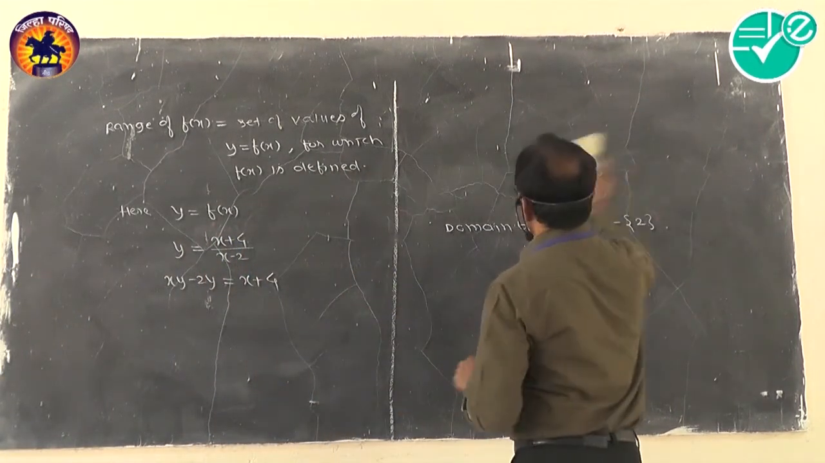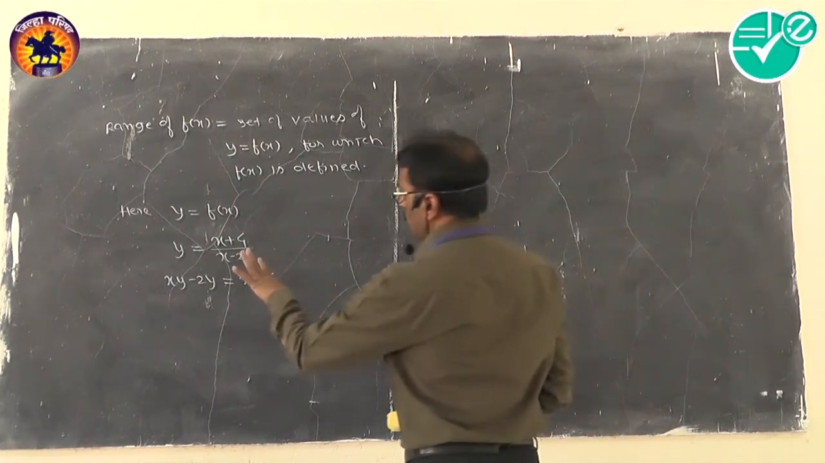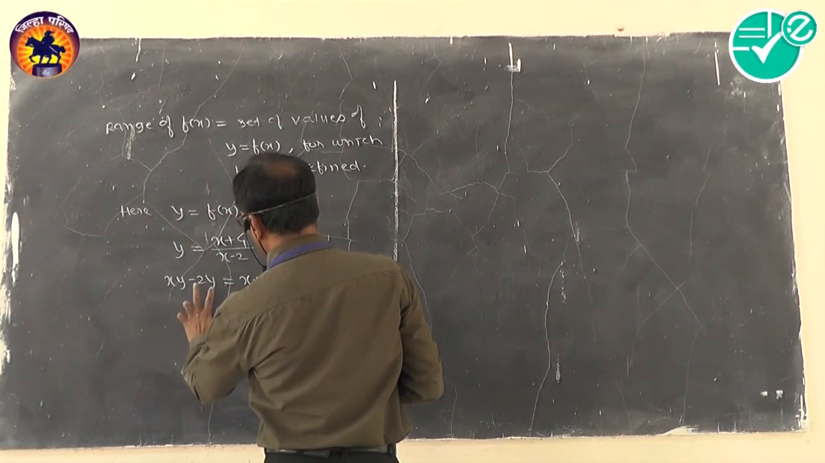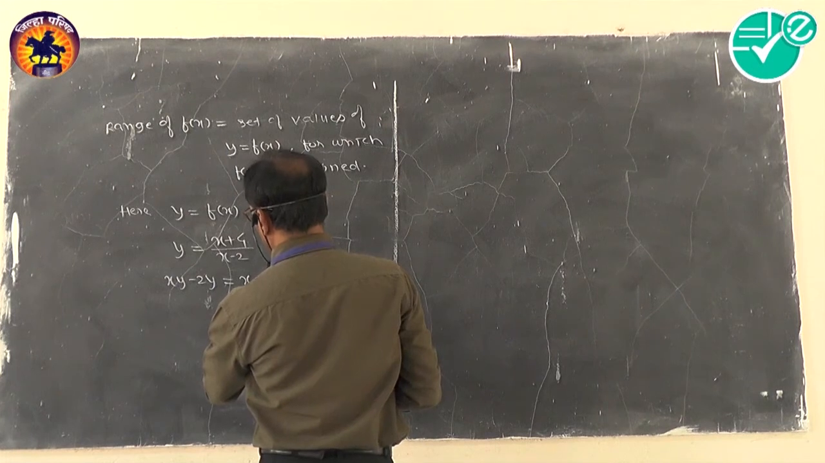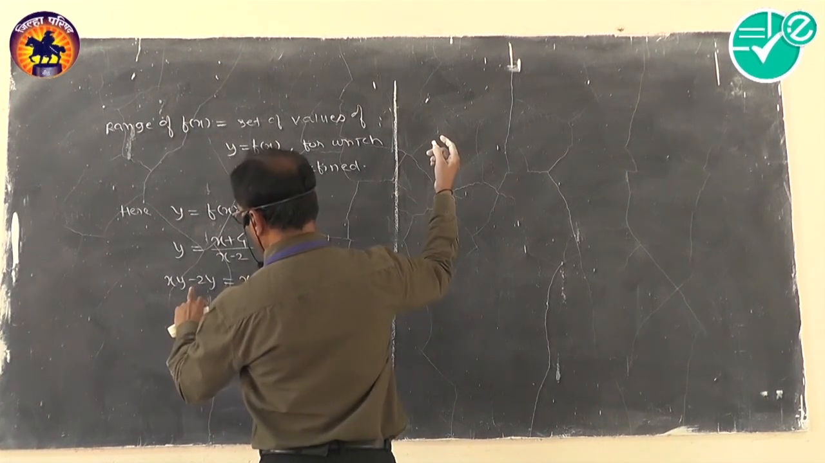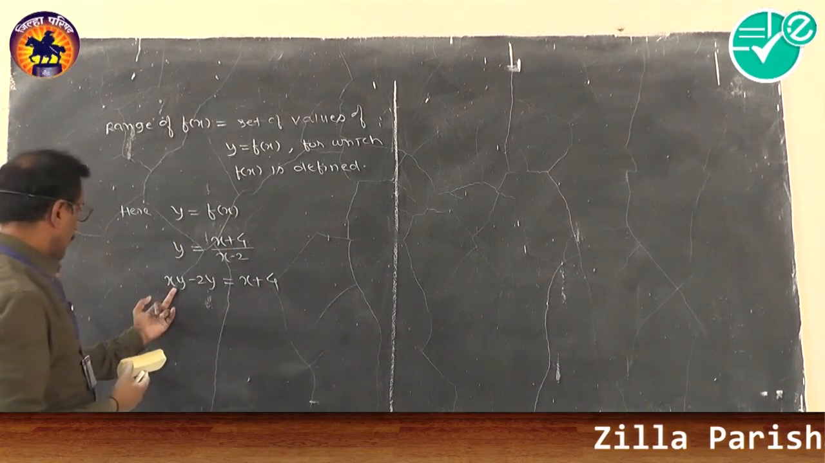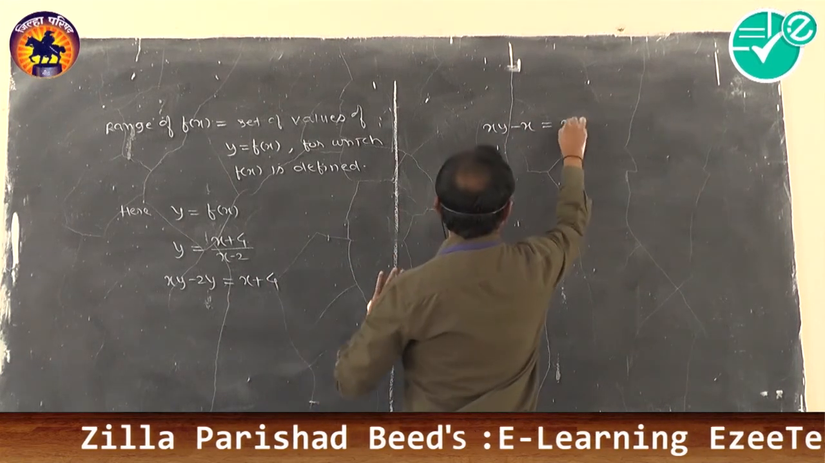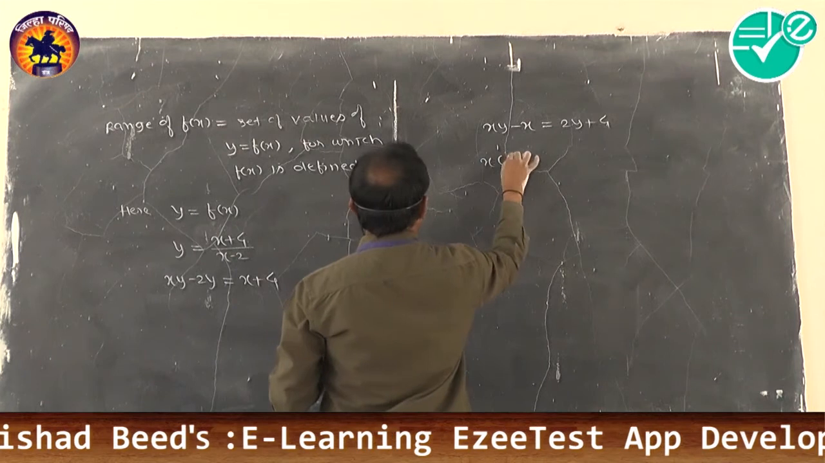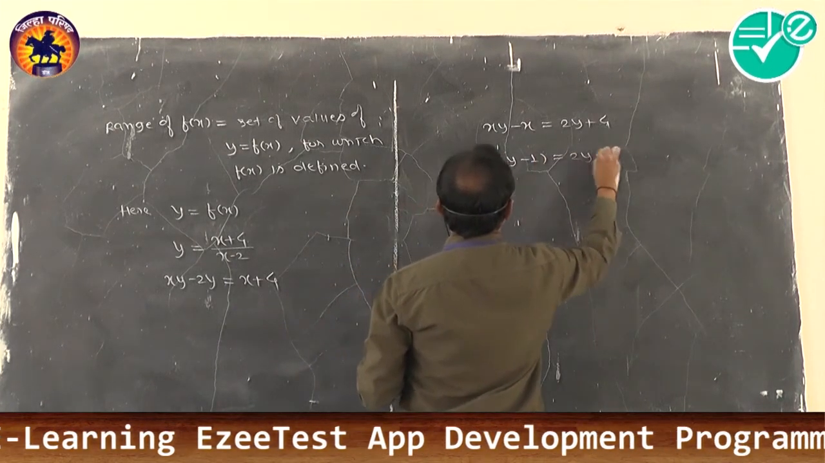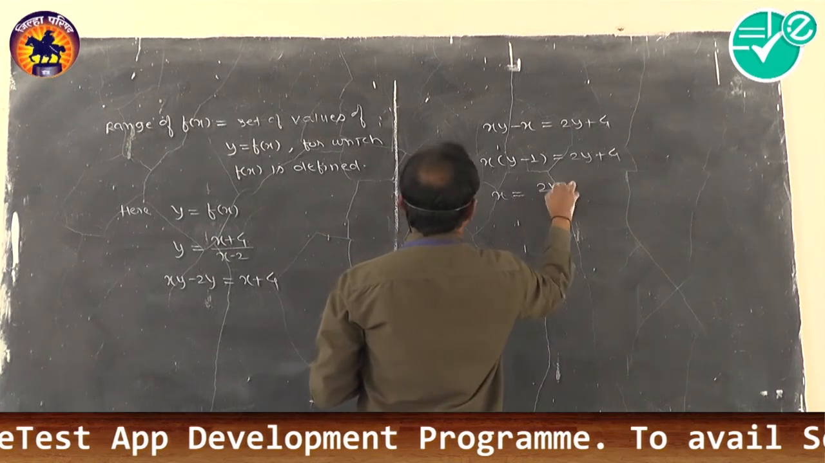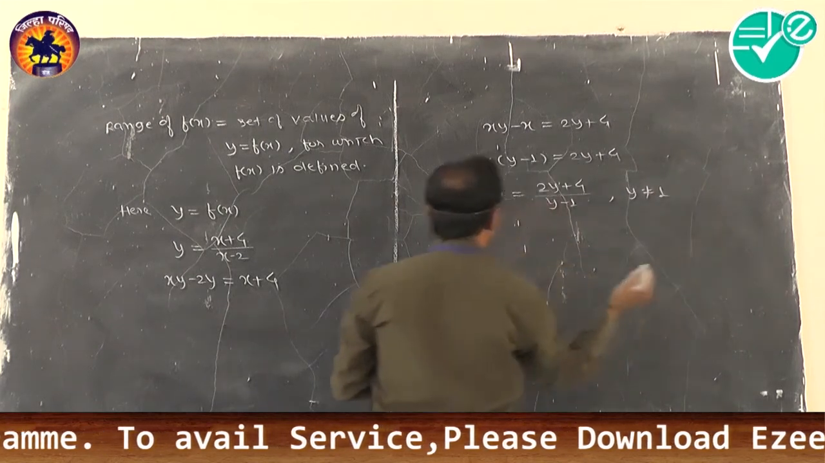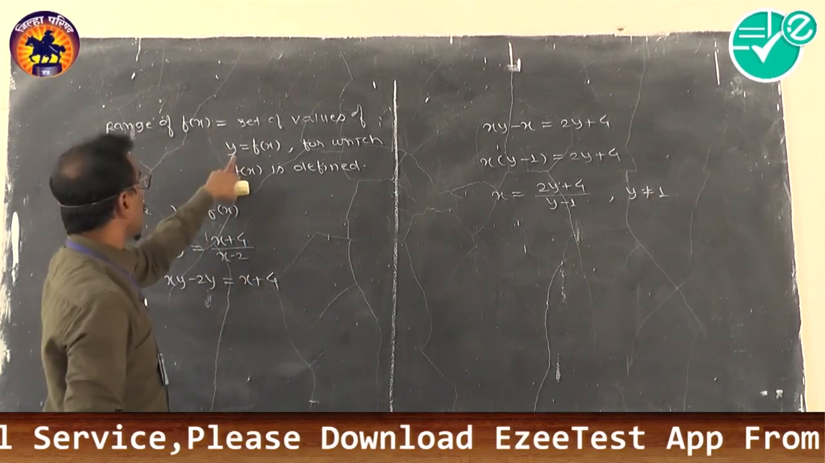This is the technique to find the range of the function. Cross multiply. Now take x terms on the left: xy minus x is equal to, y terms on the right, 2y plus 4. So x common: x times y minus 1 is equal to 2y plus 4. So x equals 2y plus 4 upon y minus 1. Just one condition is there, y is not equal to 1.